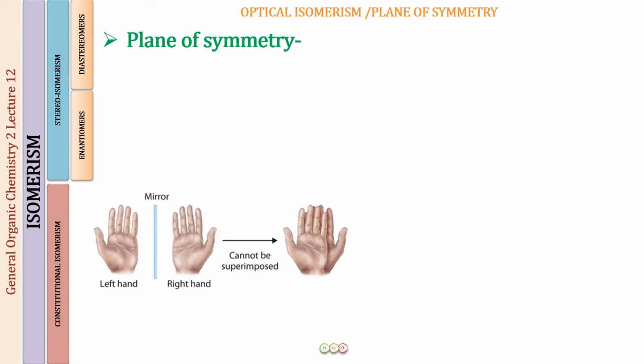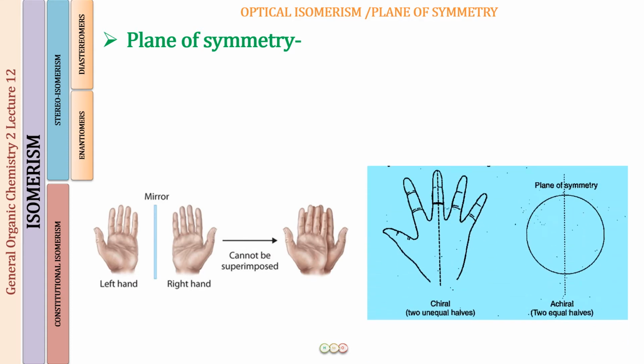Now, rather than superimposing on each other, we are going to change this. We are going to find a plane of symmetry in the objects. So if you look at the hand, we are now going to place the mirror bisecting the hand into two halves. So this line that you can see is a mirror, and this mirror is bisecting my hand into two halves.